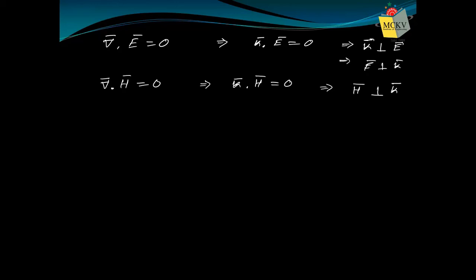So if k is going along the Z direction, that means the wave is propagating along Z, then the electric field and magnetic field both will be perpendicular to Z. That means either along the X direction or along the Y direction. So electric and magnetic fields are perpendicular to the direction of propagation. That's why an electromagnetic wave is called a transverse wave. This is the reason.